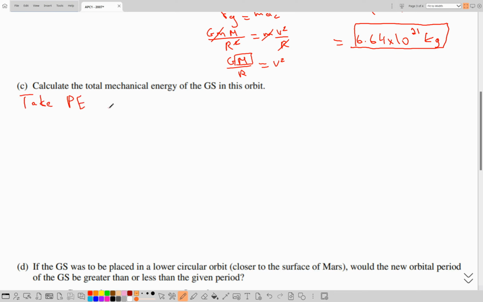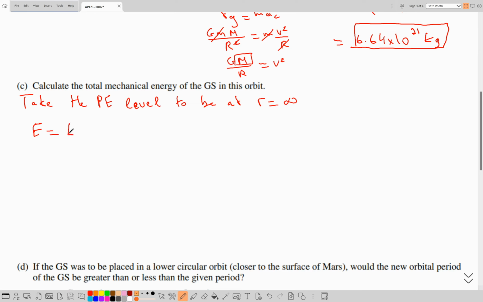to be at R tends to infinity, which means the gravitational potential energy between the two planets is negative. Then E, the mechanical energy. Now here, there is no need to specify apply conservation of energy, simply because we're calculating the mechanical energy and we're not applying any conservation law. Then take the PE level to be at infinity.